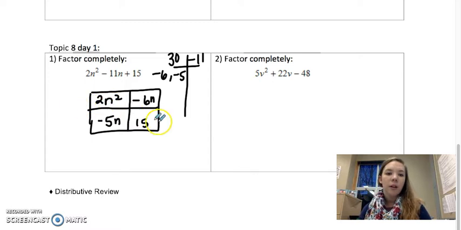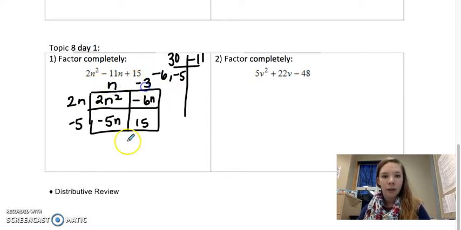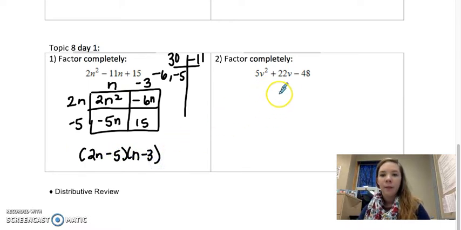Then you can pull out a greatest common factor for each row and each column. So here I'm going to pull out 2n, negative 5. And you want to make your term with a variable positive whenever possible. So I'm going to pull out a negative 5. Here I have to pull out an n and a negative 3. So then I would have 2n minus 5 and n minus 3. Same here. It looks like we're going to have to do the same thing.